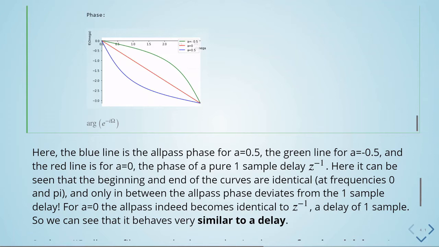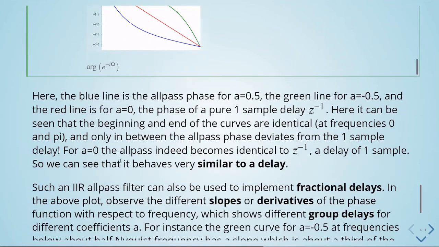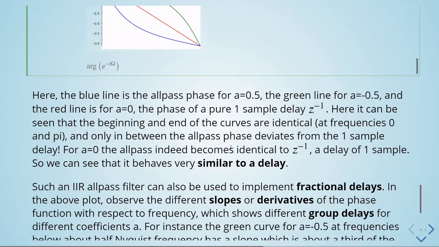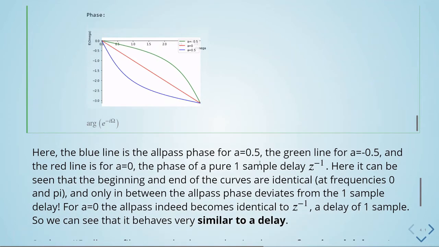So here we can be seeing that the beginning and the end of the curves are identical at frequency 0 and at frequency pi, but only in between the all-pass phase deviates from the one sample delay. So for a equals to 0, the all-pass becomes identical to z to the power of minus 1, which is a delay of one sample. So this is a pure one sample delay, and we can see that it behaves very similar to a delay. But for different values of a, we have different characteristics.